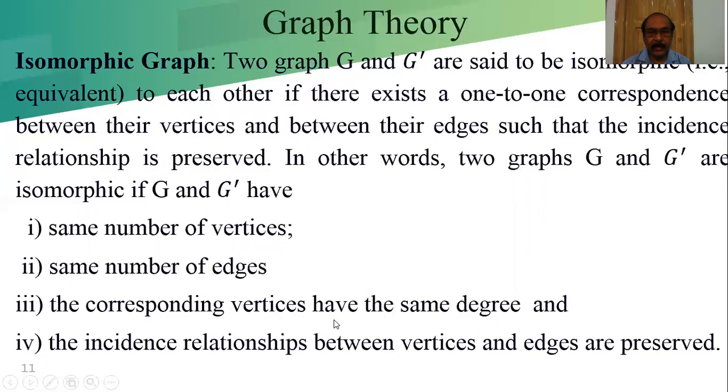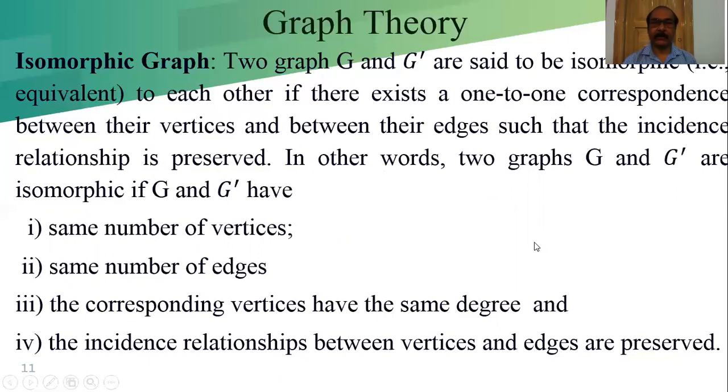The corresponding vertices have the same degree. That means the adjacent vertices of the corresponding edge have the same degree. The incidence relationship between the vertices and edges is preserved. That means for two corresponding edges, their adjacent vertices should correspond and the degree of the vertices should be the same. That is the meaning of the incidence relationship between the vertices and the edges being preserved.